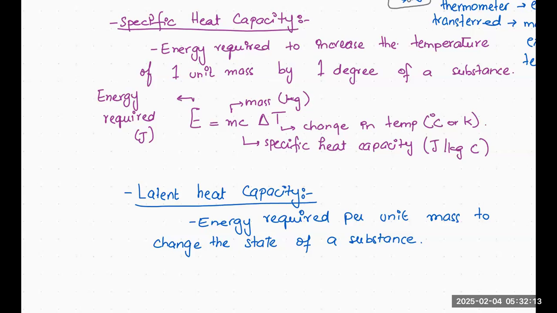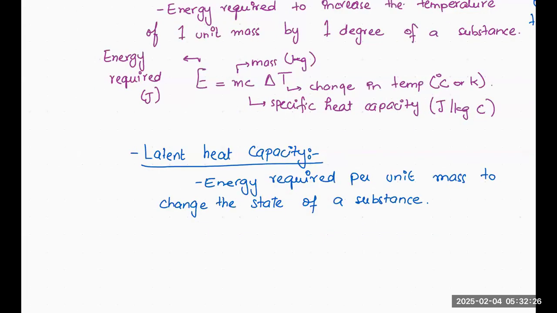So if I have 1 gram of water, how much energy do I need to change its state, right? That is latent heat capacity. The formula of latent heat capacity is E equals mL. See, there is no delta T. Why? Because there is no rise in temperature. The only thing that's happening is the state is changing. So how much energy do I need for 1 kg of a substance? For 1 kg of water, that is the latent heat of water. How much do I need for 1 kg of aluminium? That is the latent heat of aluminium.